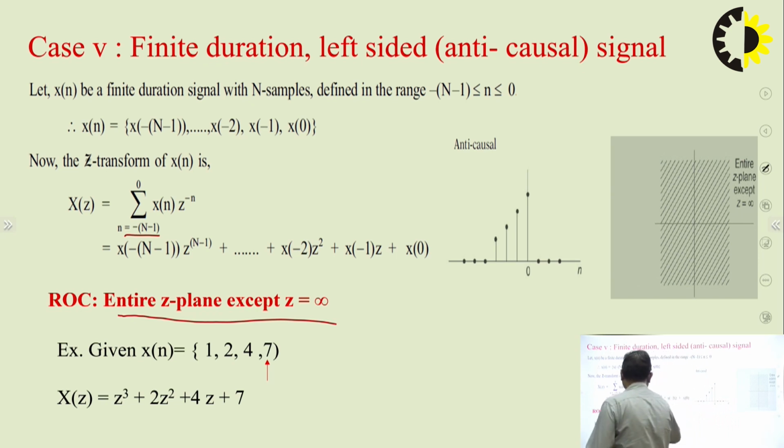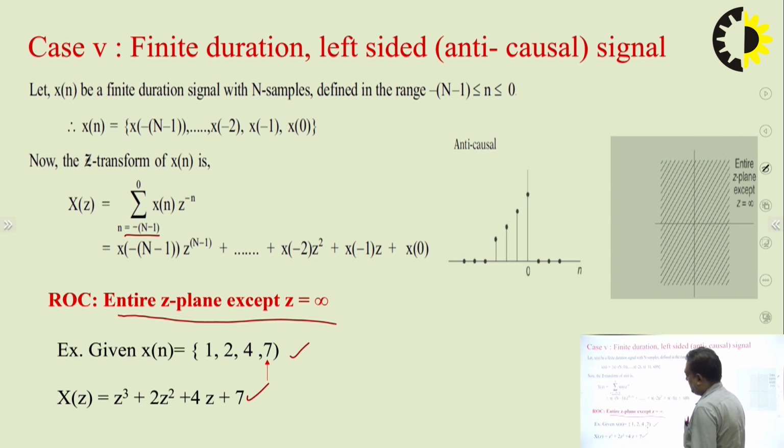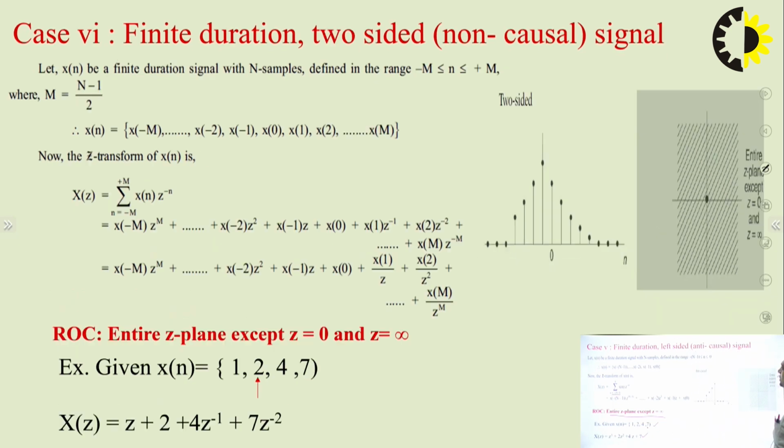You can see this from this equation. If you solve this, this is an anti-causal signal, corresponding to 7 plus 4z plus 2z squared plus 1 times z cubed. Now, if in this equation you put z equals infinity, then this will become infinity, so the ROC is the entire z plane except the z equals infinity point. Okay, so this is the ROC.